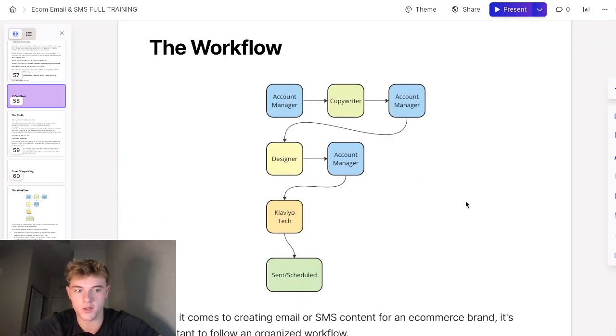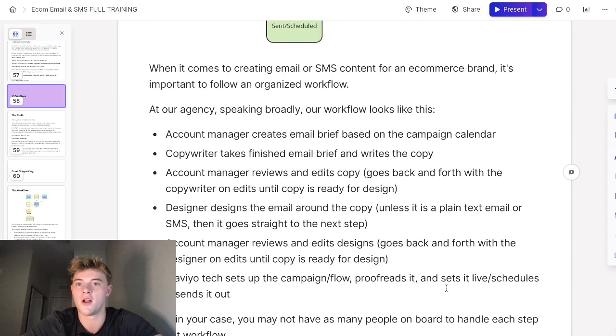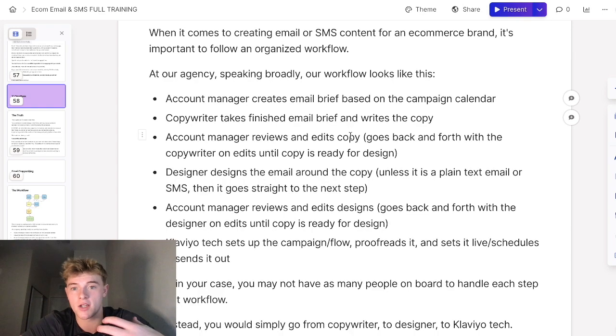First is the workflow. So this isn't actually about the copywriting, but it's about the way it fits into the workflow. So first you have the account manager, goes to the copywriter, account manager, designer, account manager, Klaviyo Tech, sent or scheduled. So we're going to get into the weeds on this. When it comes to creating email or SMS content for an e-commerce brand, it's important to follow an actual organized workflow. And at our agency, speaking broadly, this is what it looks like.